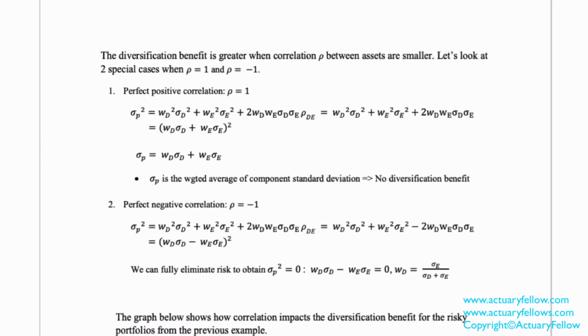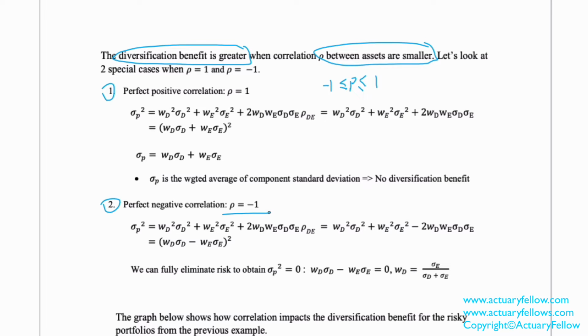Now let's take a look at how correlation impacts the diversification benefit. The diversification benefit is greater when correlation between assets is smaller. Correlation is always between -1 and 1. There are 2 special cases. First, perfect positive correlation. When correlation is 1, the 2 assets move in the same direction. The second case is perfect negative correlation, with correlation being -1. When one asset falls, the other one increases.